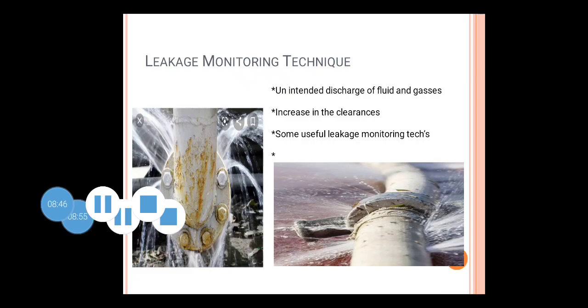Level monitoring. With the help of level monitoring only we can identify. And vapor monitoring, vapor sensors are to be used. Liquid monitoring. So with this kind of monitoring techniques we can identify the leakage.